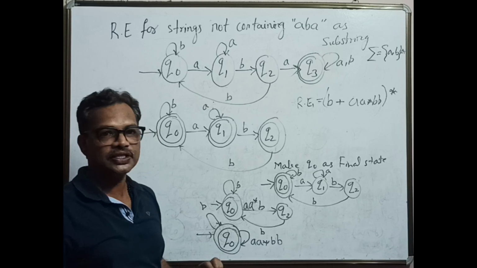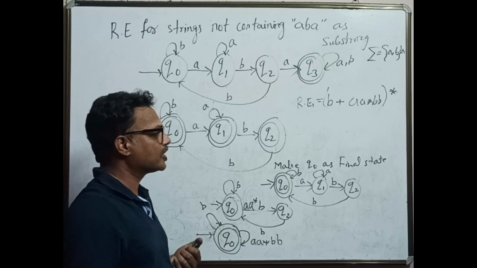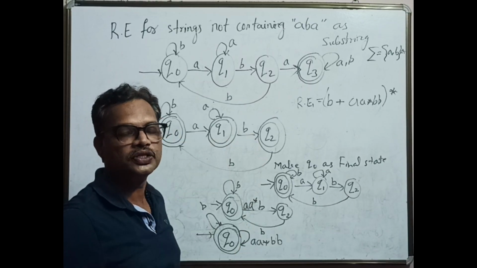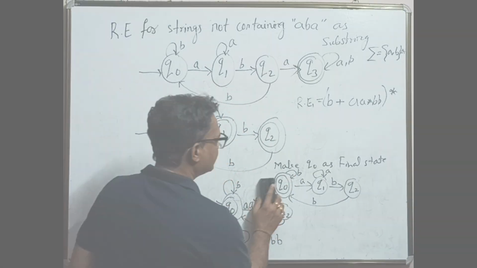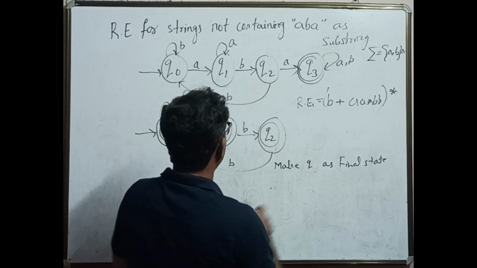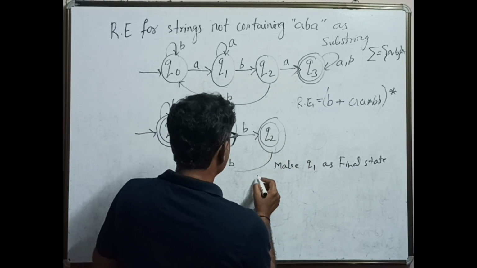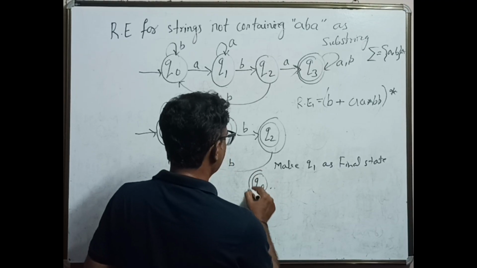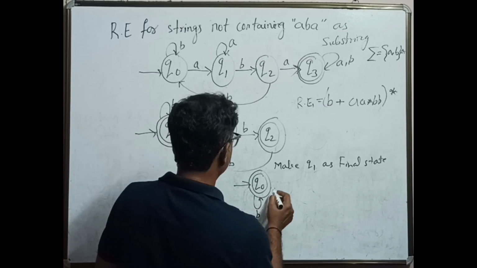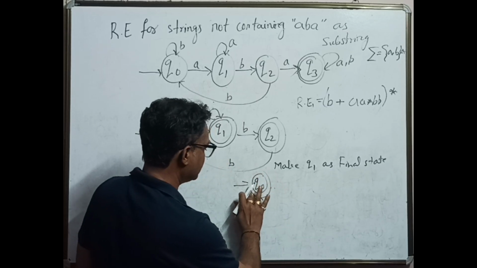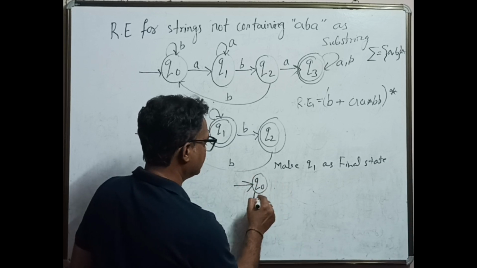Now that we got our first regular expression, let us continue and try to generate more regular expressions, and after that we can integrate those regular expressions. Okay, so I'll erase this part. Now let us make Q1 the final state and the other two states remain normal. So that gives us Q0, initial state. There is a B. Sorry, this is not a final state. Sorry, this is only the initial state.